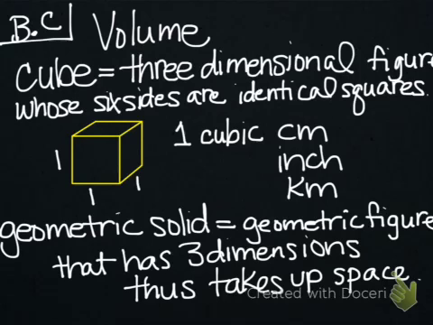A geometric solid is a geometric figure that has 3 dimensions and thus takes up space. So any 3-dimensional figure is a geometric solid.